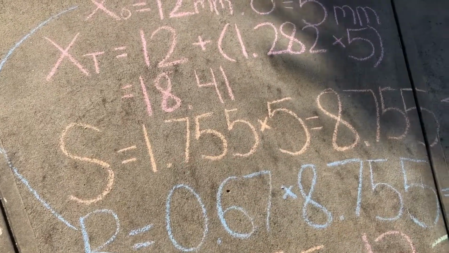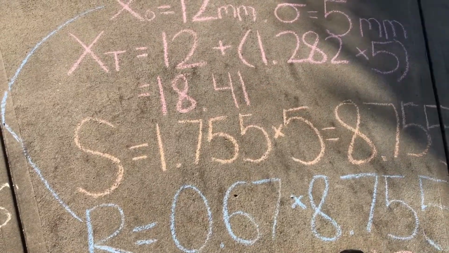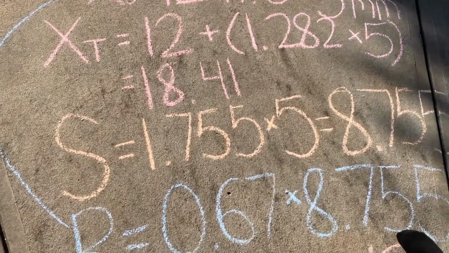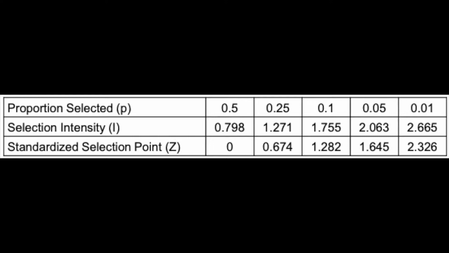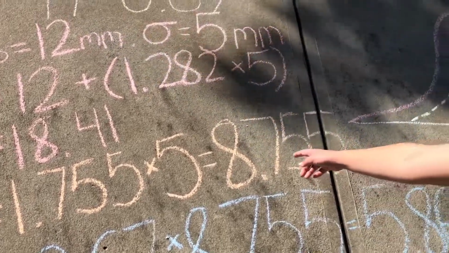Once we've found that, we need to find selection differential, or S. In this part, we use another value from the table, the selection intensity, or I. The selection differential formula is I times sigma, and we use 1.755 for I since it corresponds with the 0.1 column. The result from this formula will be 8.755.